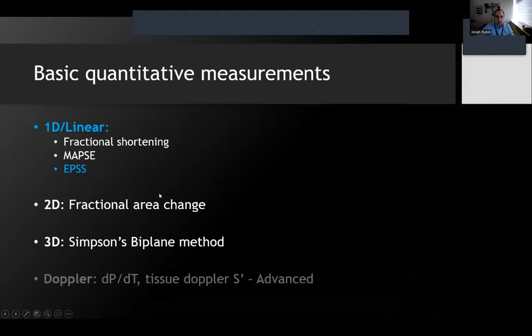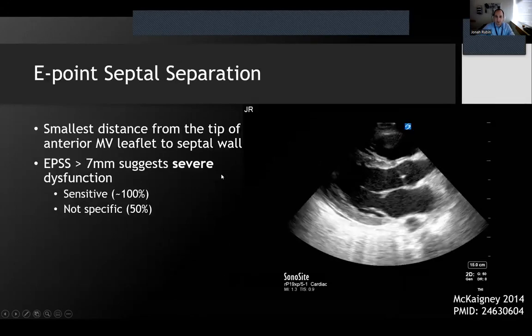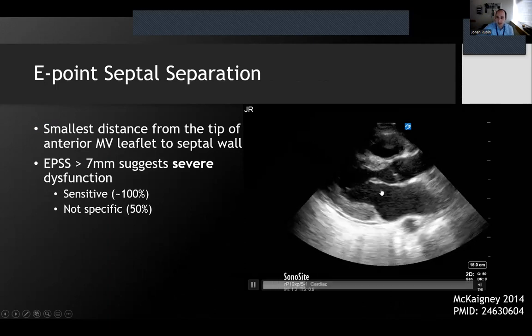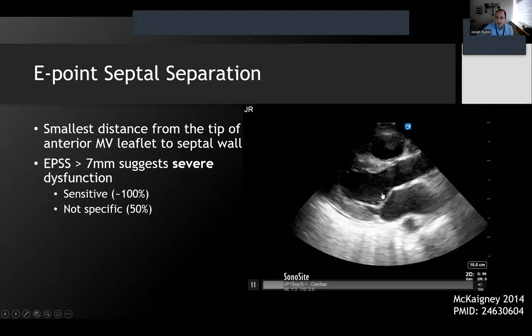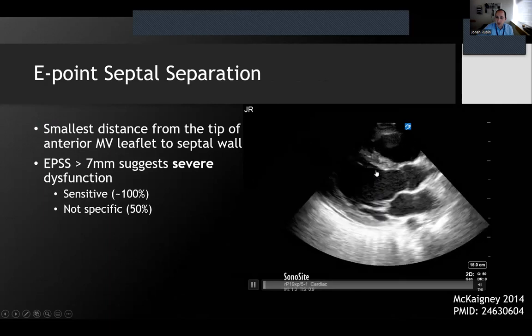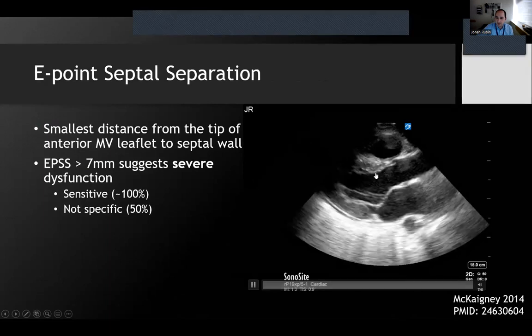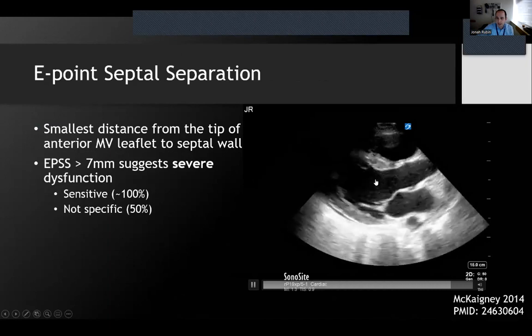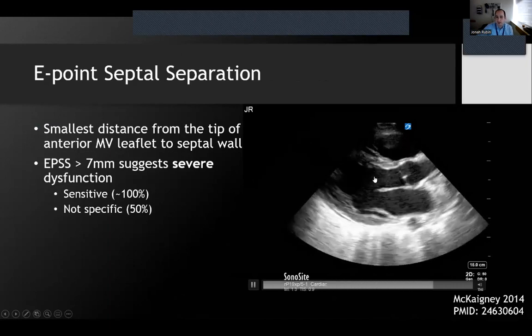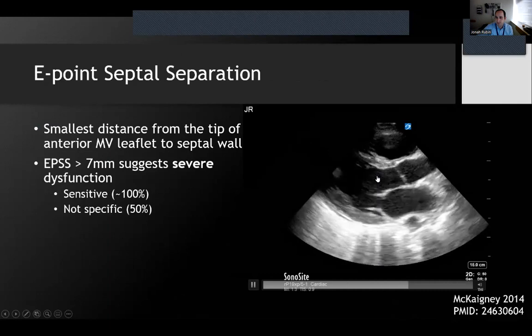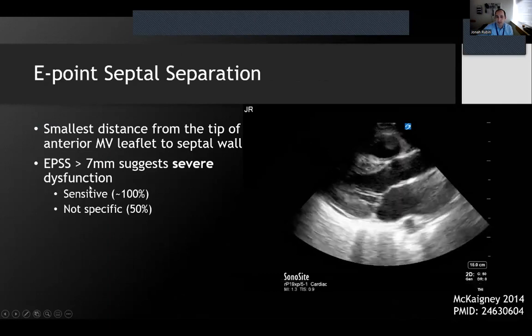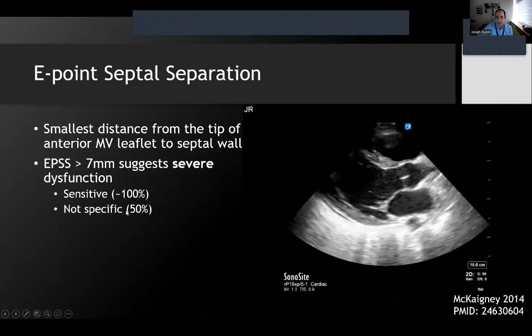The last one-dimensional measure I'm going to mention is EPSS, E-point septal separation. This is saying that you should look at this anterior leaflet of the mitral valve, and it should come close to this septum within 7 millimeters. If it doesn't get that close, then you probably have severe systolic dysfunction, or maybe. Sensitive, but really nonspecific, right?